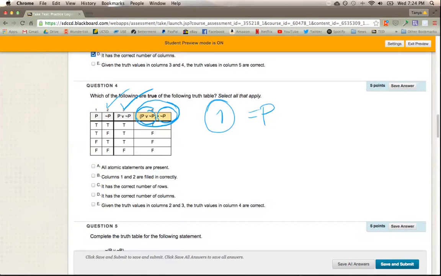Now let's look at this column. Are both P and not P in the table? Yes, they are. How about not P? Is P in the table? Yes, it is. So all the columns are present. That looks good. Let's start reading through these options. Are all atomic statements present? Yes, the only atomic statement is P, and that is present.